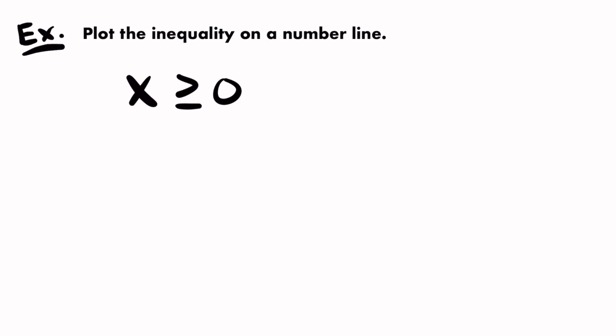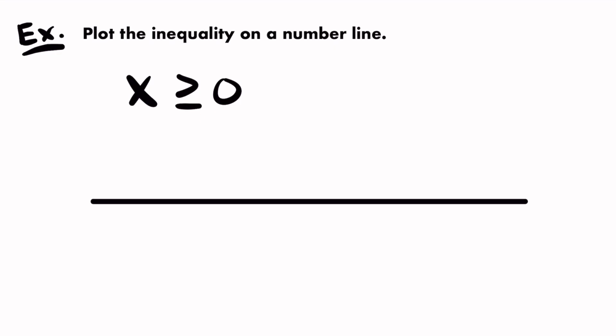For our next example, we want to plot this inequality on a number line. We have x is greater than or equal to 0. And so let's start by drawing a number line here. I'll make mine look like this, and then I will label the center as being the value of 0, which in this case is the value that we are comparing the variable to, right? We're saying that x is greater than or equal to 0.